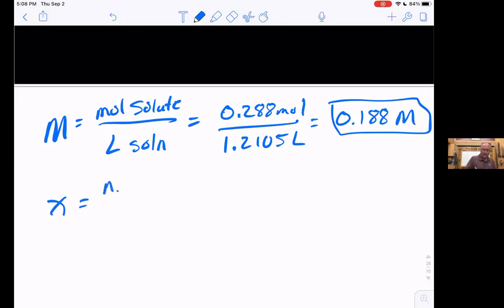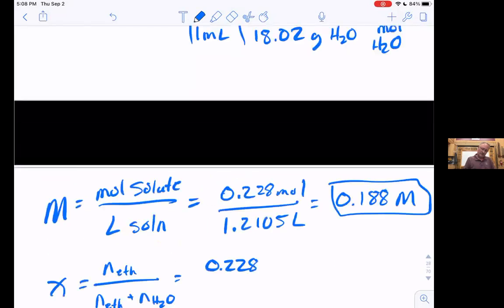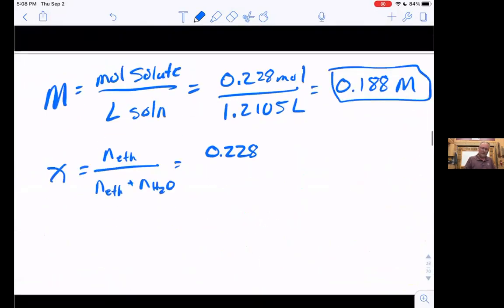And had I gone and solved for my script X, my mole fraction, it would be the number of moles of ethanol, I'm going to write ETH down here, and in the denominator, the moles of the ethanol plus the number of moles of the H2O. So the moles of the ethanol were 0.228. Oh, I wrote 288 up there. I apologize. That's 228. Did I mess up there too? Okay. 228 divided by 0.228 plus my moles of water, which were 66.59.